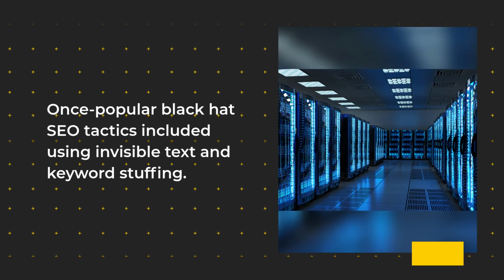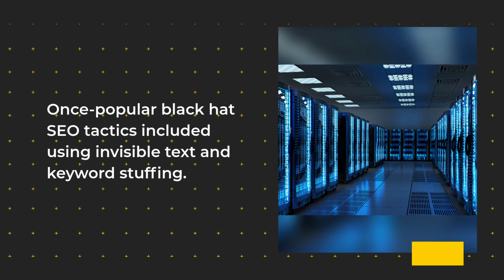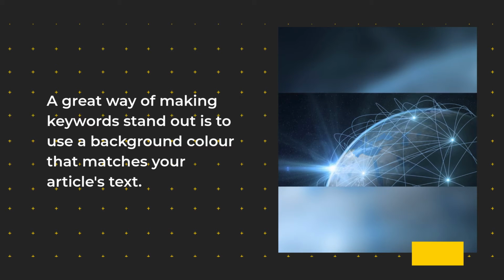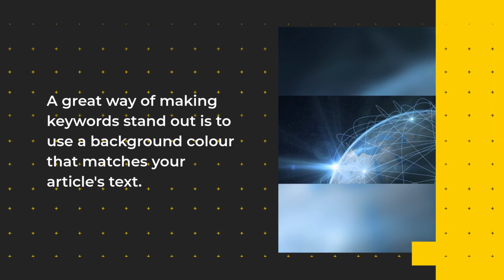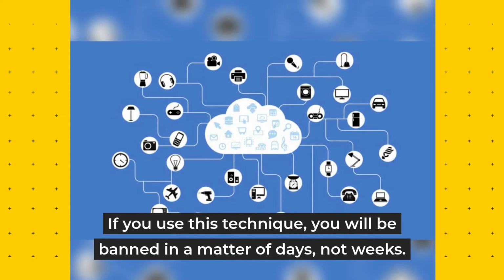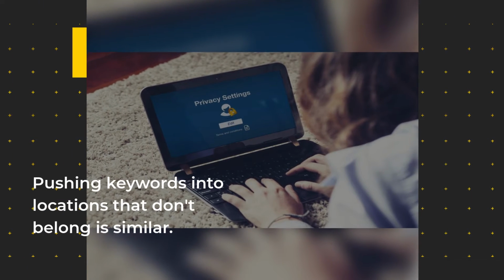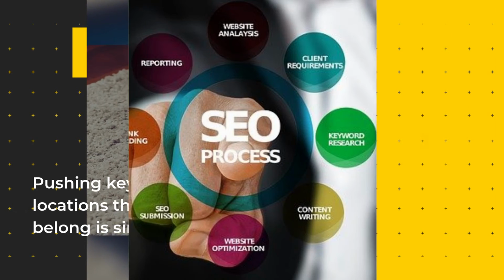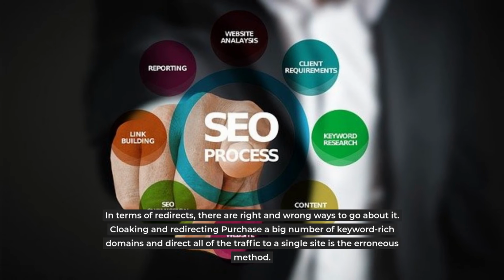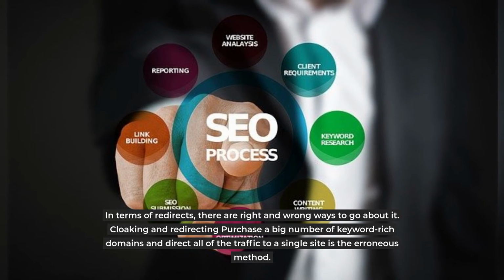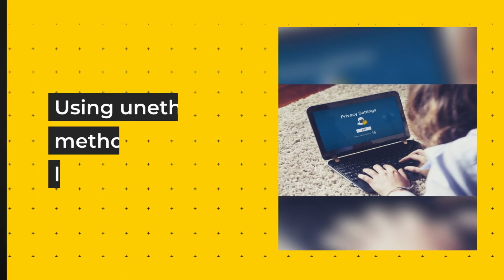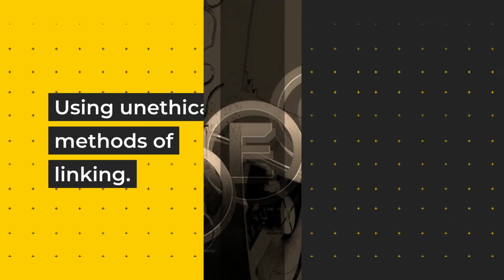Once popular black hat SEO tactics included using invisible text and keyword stuffing. A common way of making keywords stand out is to use a background color that matches your article's text. If you use this technique, you will be banned in a matter of days, not weeks. Pushing keywords into locations that don't belong is similar. In terms of redirects, there are right and wrong ways to go about it. Cloaking and redirecting, purchasing a big number of keyword-rich domains and directing all of the traffic to a single site, is the erroneous method. Using unethical methods of linking.